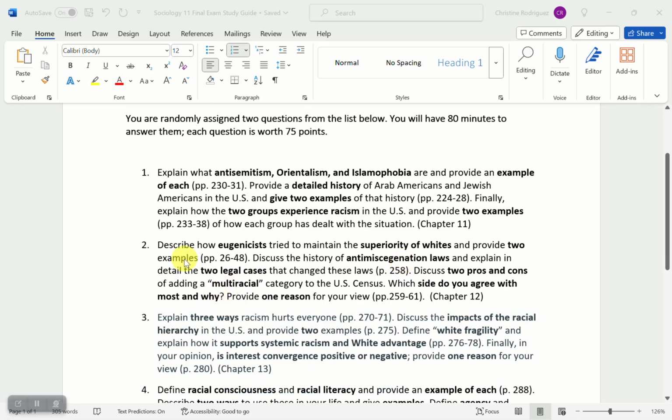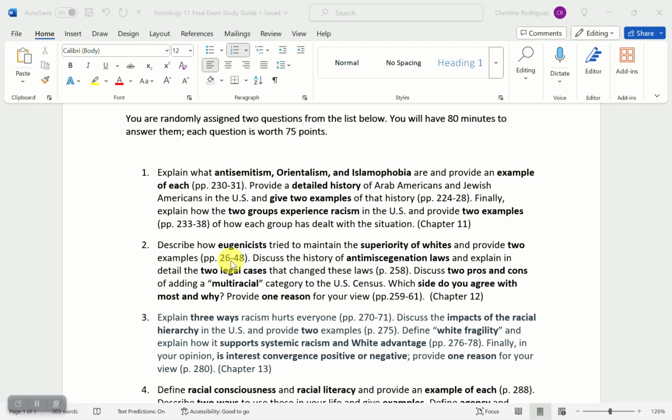Chapter 12 is the basis for question 2. Describe how eugenicists tried to maintain the superiority of whites and provide two examples. One of the things, and that's actually a typo, I think it should say two, I'll have to correct that page number. I can't remember off the top of my head what that page number should be, but I'll correct it. Describe how eugenicists tried to maintain the superiority of whites and provide two examples.